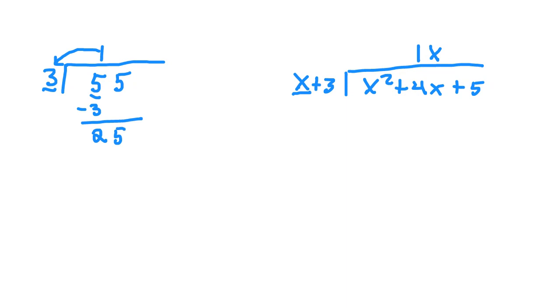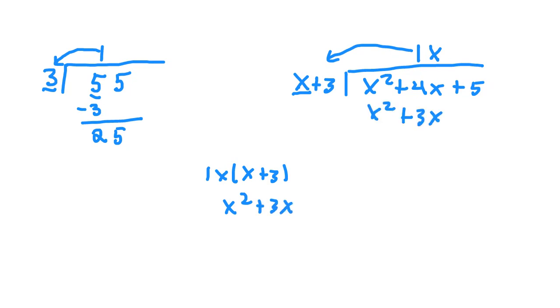Same thing here. I multiply. The only problem is I have to multiply 1x times x plus 3, so I'm just going to go 1x times x plus 3 off to the side, and that gives me x squared plus 3x. Now, instead of subtracting, when I do polynomial division, I like to add the opposite. Adding a negative 3 is exactly the same thing. So when I add straight down, this crosses off. 4x plus negative 3x gives me 1x. I bring the 5 down, and then we start all over again.